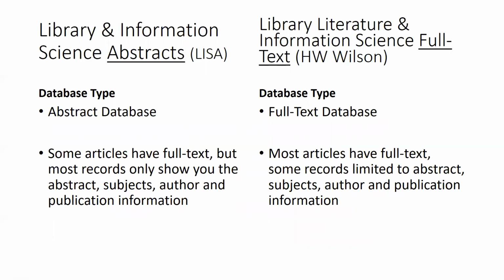The main difference between the two databases is whether they claim to provide full text. Library and Information Science Abstracts is an abstract database, so that means it provides records with all the information about the article, title, author, subject, and its abstract, but it expects you to go out and find the full text. And Library Literature and Information Science Full Text usually has the full text, but the rest of the record might be severely lacking. So things such as an abstract, subject terms, they're not included. And that could impact your searching.